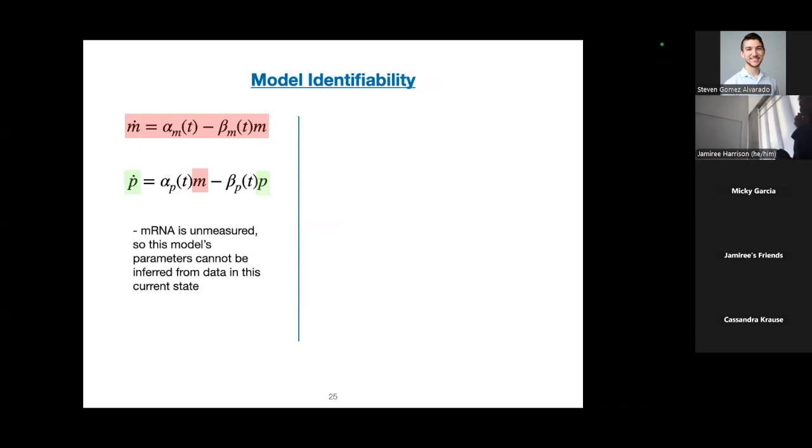So before we just throw a model at the data, we have to actually analyze the model a little bit to make sure that the model is going to be identifiable.